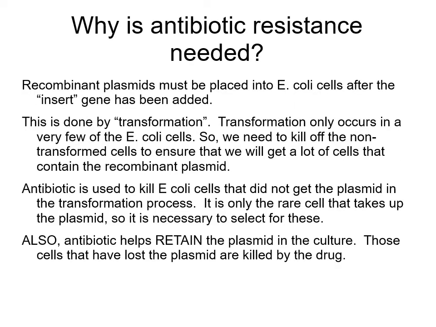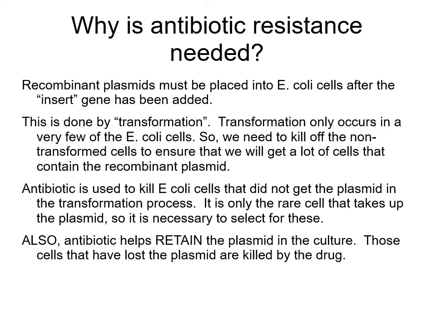Okay, so the idea is we add the plasmid to the E. coli cells by transformation. Now, transformation in E. coli is a relatively rare event, and it only occurs in a very, very few of the E. coli cells. So we've got some transformed cells having done our transformation procedure, but the vast majority did not actually acquire the plasmid in that process.